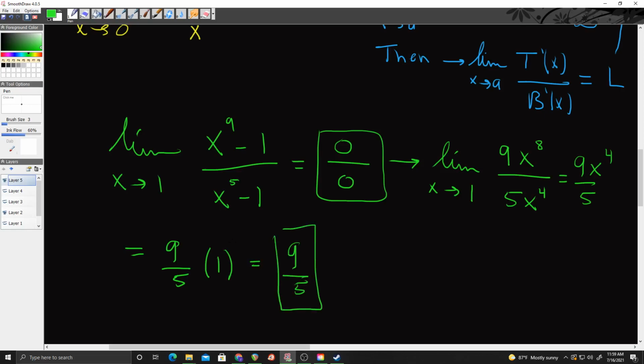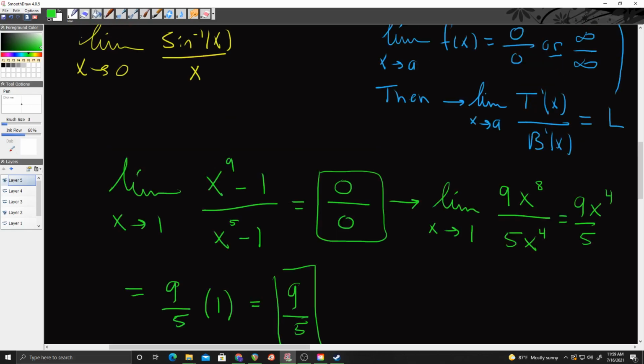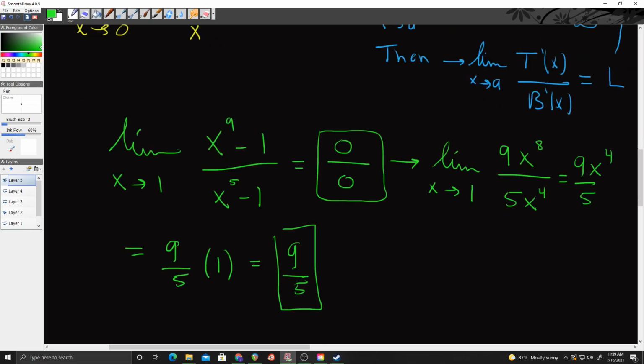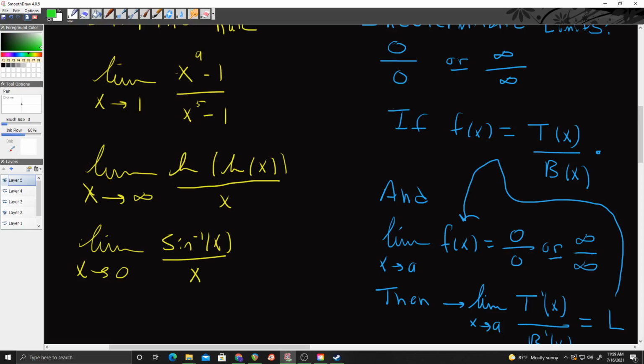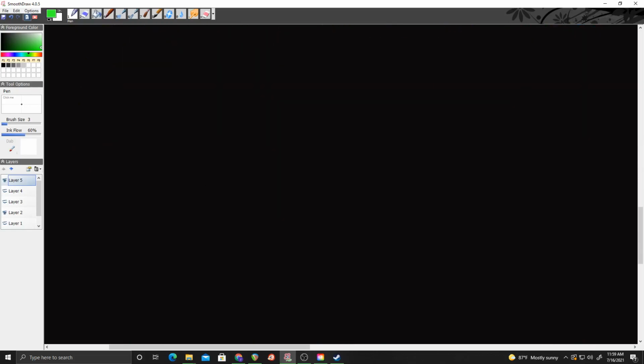So there we go. One application of L'Hopital's rule. Problem done. Remember, though, we can only use this on 0 over 0 or infinity over infinity. Next, natural log of the natural log of x over x, as x approaches infinity. All right, here we go.